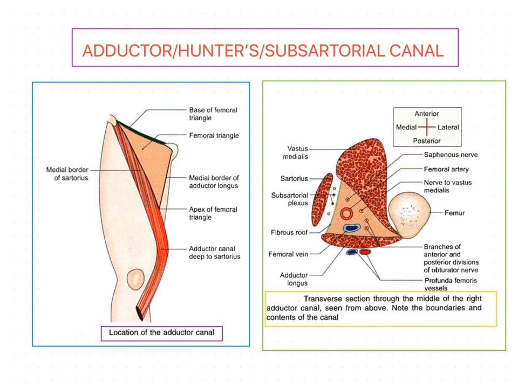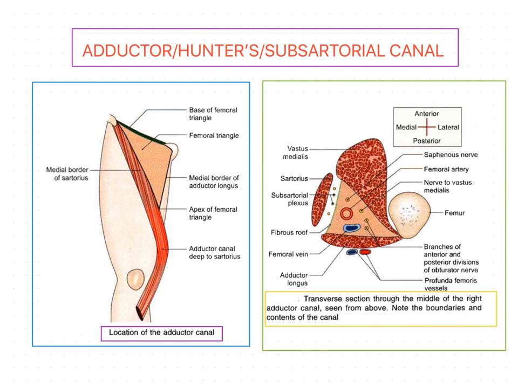And why is it called Hunter's canal? John Hunter was an anatomist and a surgeon in London. Hunter's operation for the treatment of popliteal aneurysm by ligating the femoral artery in the adductor canal was a landmark in the history of vascular surgery. So this canal is given the name Hunter's canal after that. Okay, so now we will see in detail about this adductor canal.